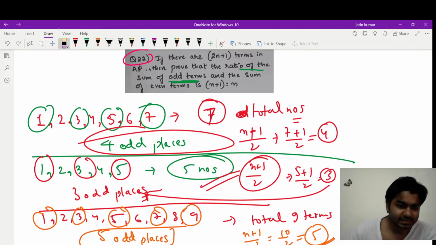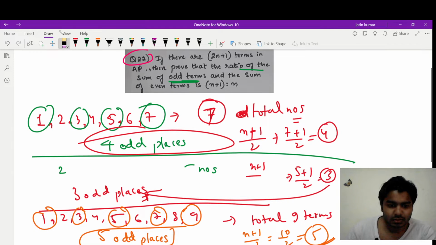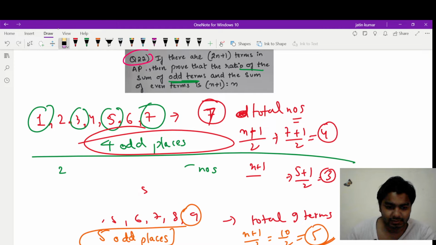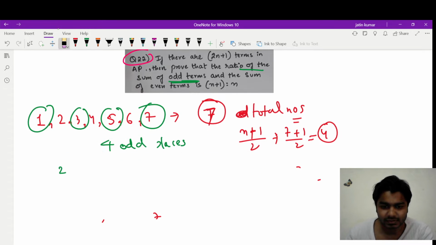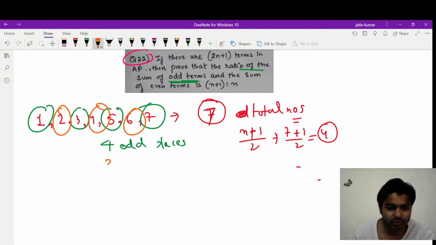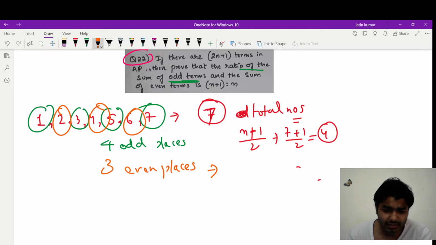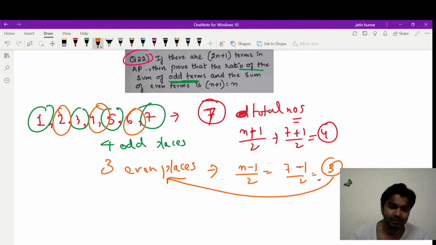Now suppose in the same series I ask you how many even places are there, if we have odd total numbers. You will say 2, 4 and 6. We have got 3 even places. So can we write a formula for this also? Yes, we can. n minus 1 upon 2 is the formula for finding even places. So put 7 minus 1 upon 2 is 3, and we have got 3 as even places.